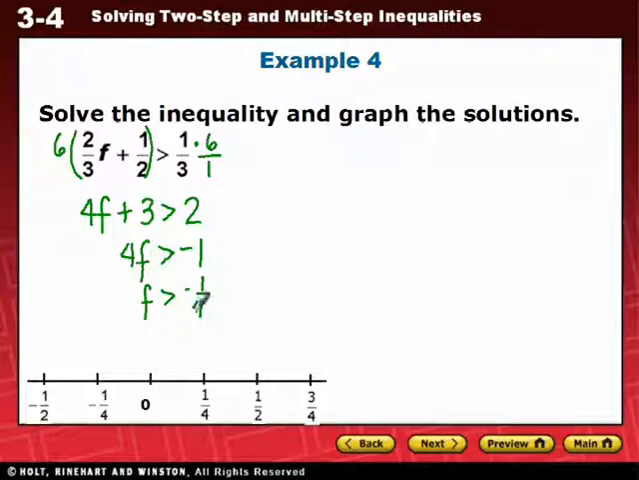I'm never dividing by a negative, so I don't need to flip the symbol. And here's my open dot and greater than. I can check to make sure the arrow is going the right way by plugging in 0. And I get 1/2 is greater than 1/3 once I get rid of the 2/3 f, 2/3 times 0. And it's going to work.